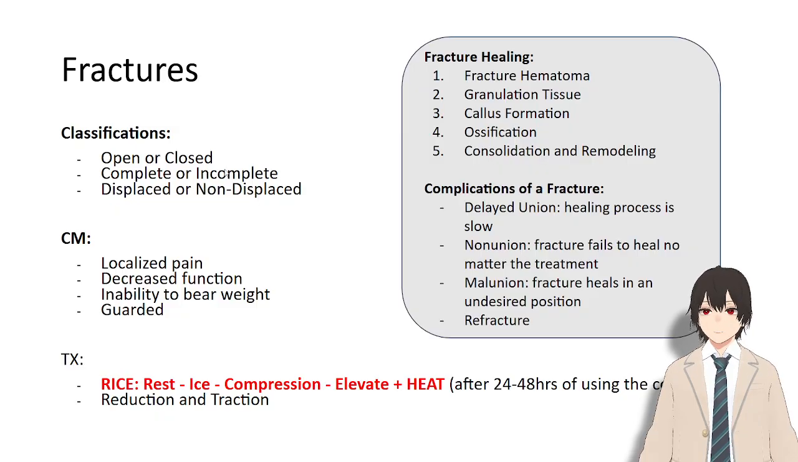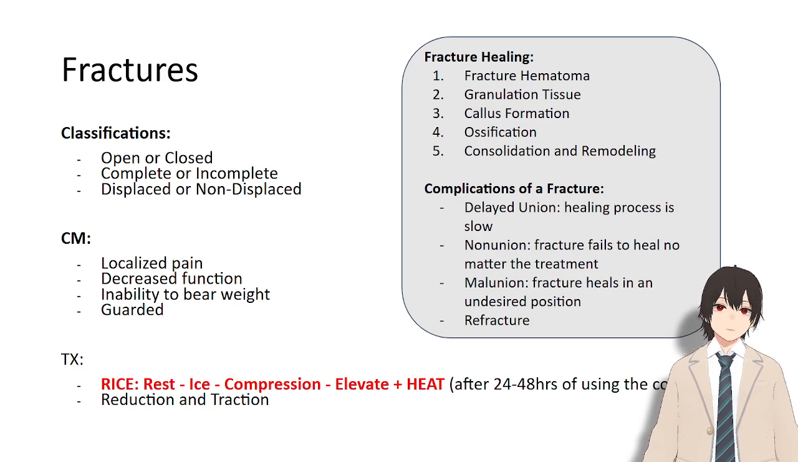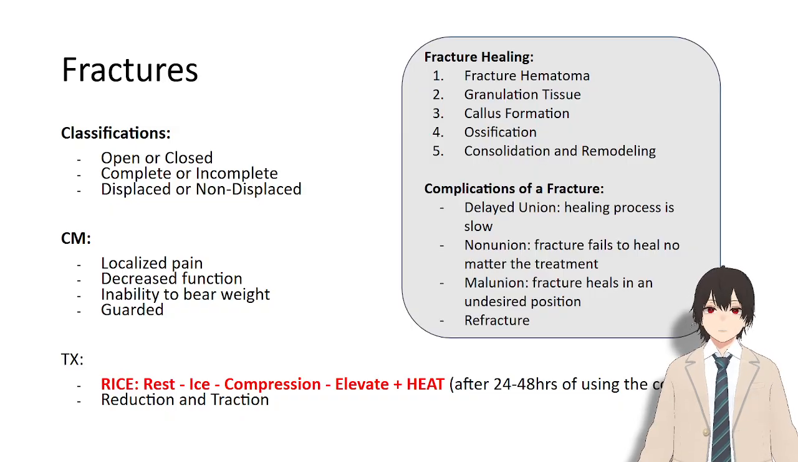Now, what complete and incomplete fractures mean is basically talking about the completeness of the break. So a complete fracture is when the bone is broken all the way through into 2 or more pieces. Incomplete means that the bone is cracked, but it's not all the way through. So it's also sometimes known as a greenstick fracture. You can see that in children sometimes.